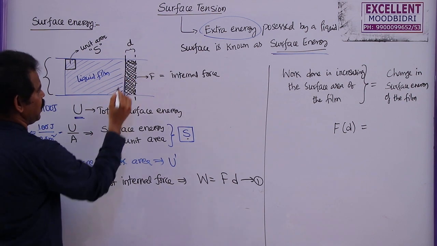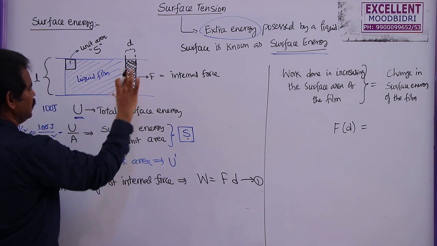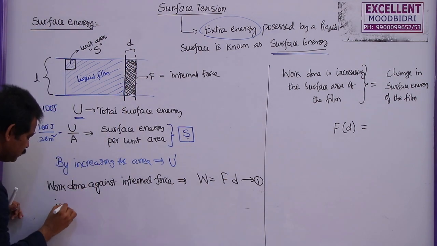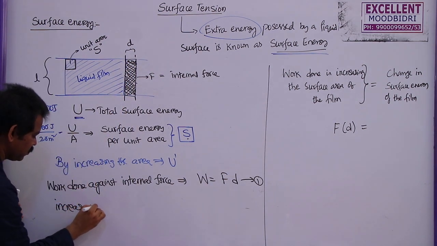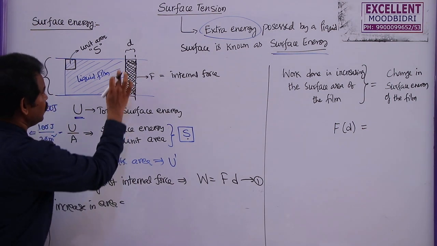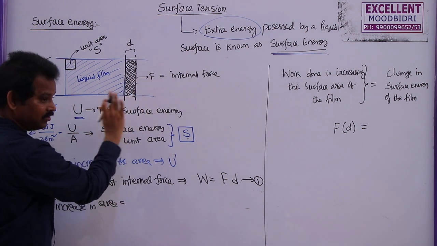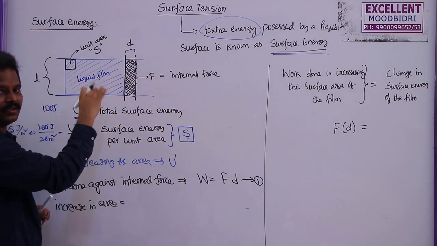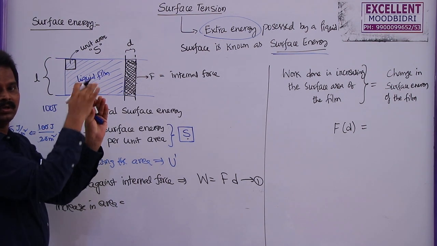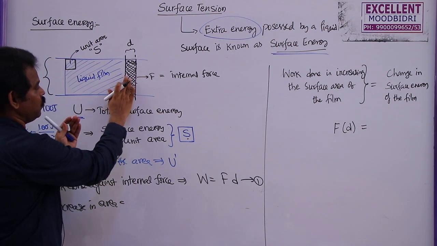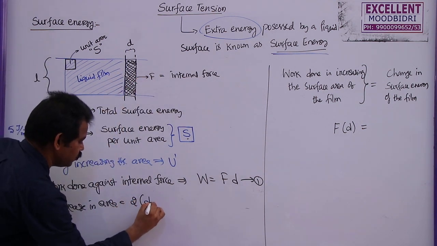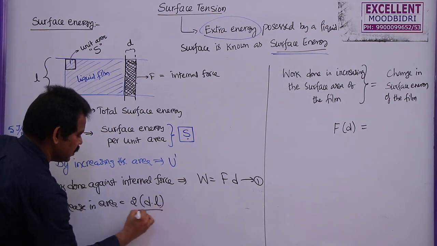So this is the increase in area. How to find this increase in area? We know that this is L, this is d. So the increase in area is d into L on this side and d into L on the other side, because the film has two surfaces. It is not increasing only on this side, it is increasing on the other side also. So this is 2 into dL. This is the increase in area.